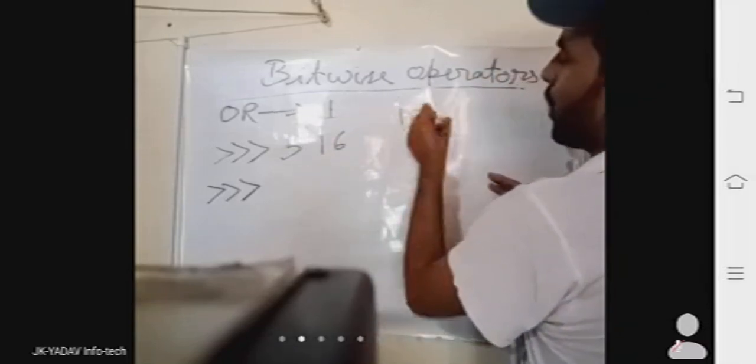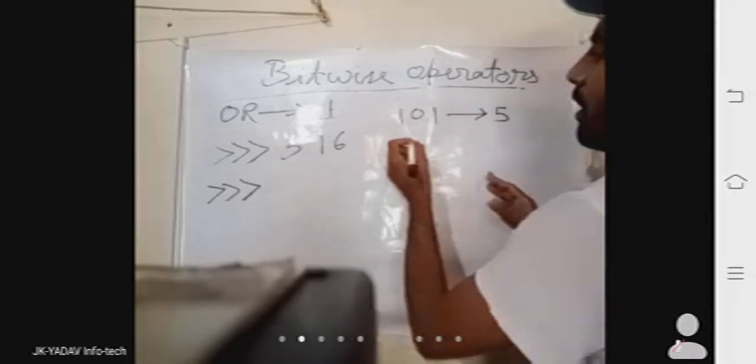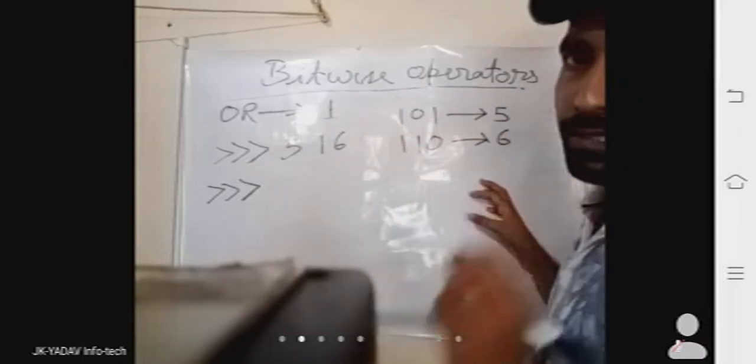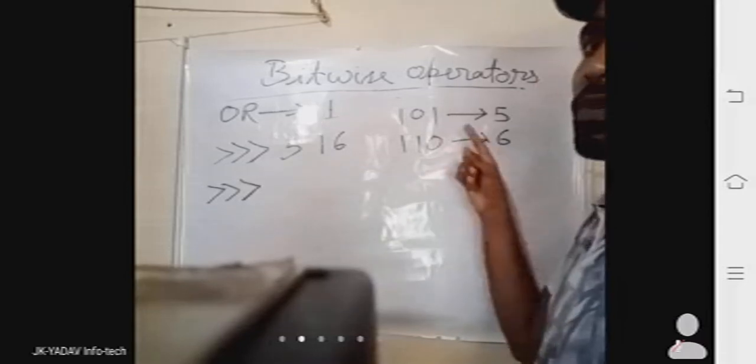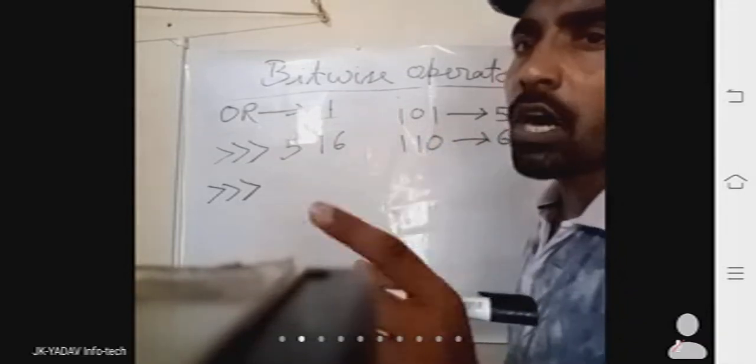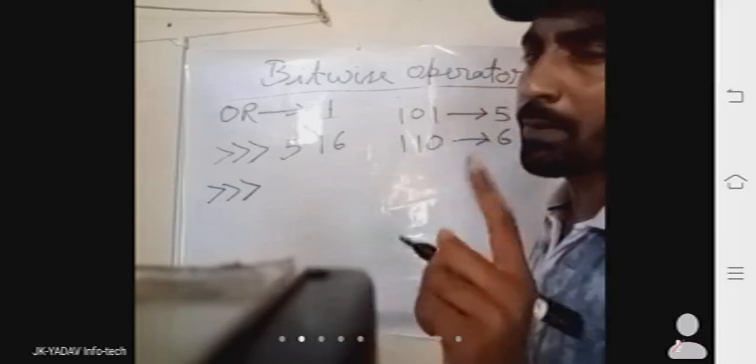So let us find the binary. The binary of 5 is 1 0 1, and the binary of 6 is 1 1 0. Now if you compare according to the OR operator, remember the rule: in either case, if there is 1, then the result will be 1.